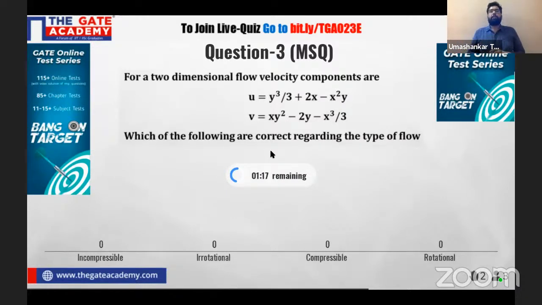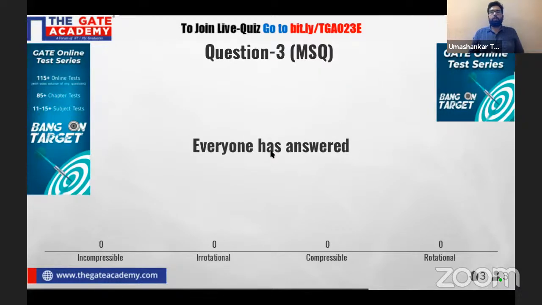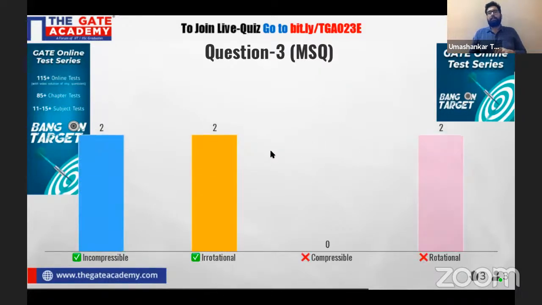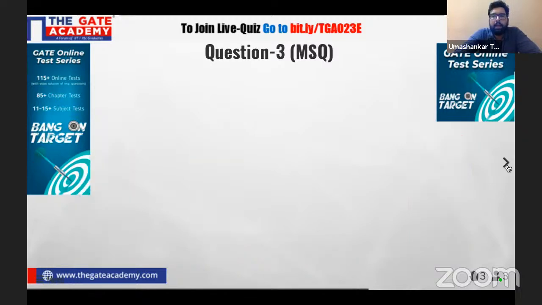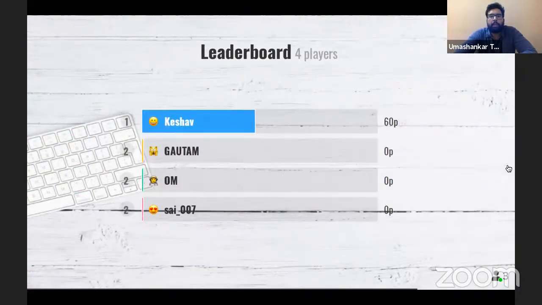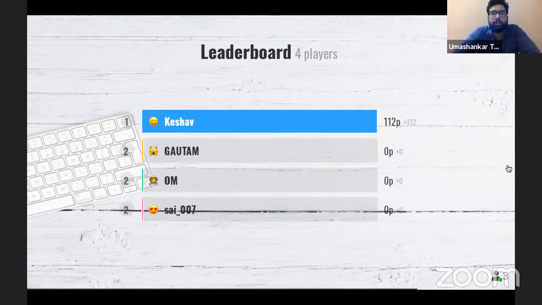We have to check whether the flow is compressible, incompressible, rotational, irrotational. I hope we very well know. So everyone has answered. I got a few correct answers, and let's see how many of you. Okay, Keshav has given the exact answer to this, and the rest of you were not able to select all the correct options. Right? No worries, my dear.